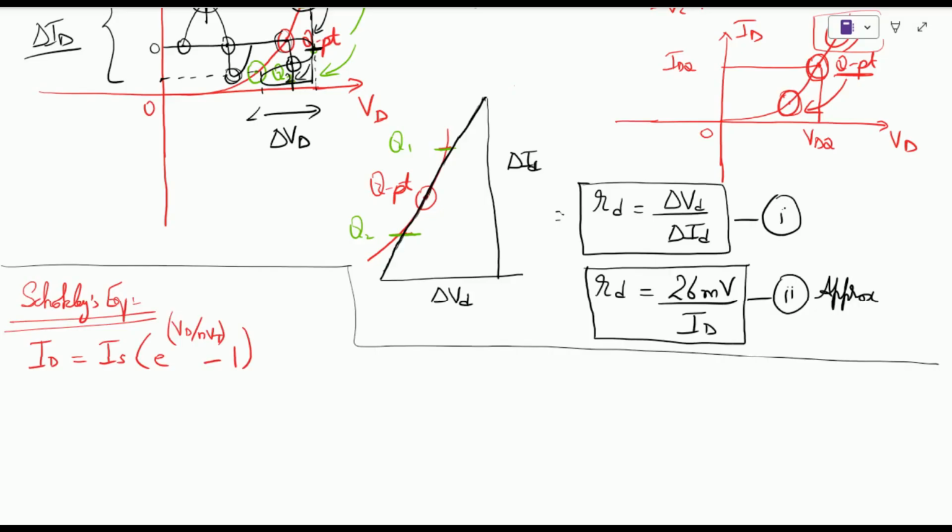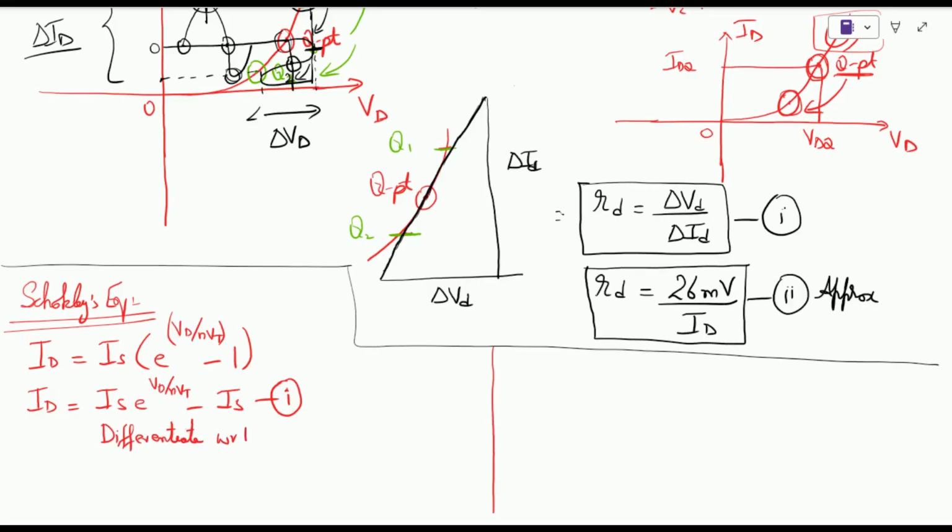We can also write this equation in its complete form as I is equal to Is times e raised to the power Vd divided by nVt, minus Is. Let us say this is our equation 1, the complete form of the equation. Now in order to proceed further, let us differentiate this equation, because since we want to find the resistance, which is the ratio of the voltage to current, let us differentiate this equation with respect to Vd.